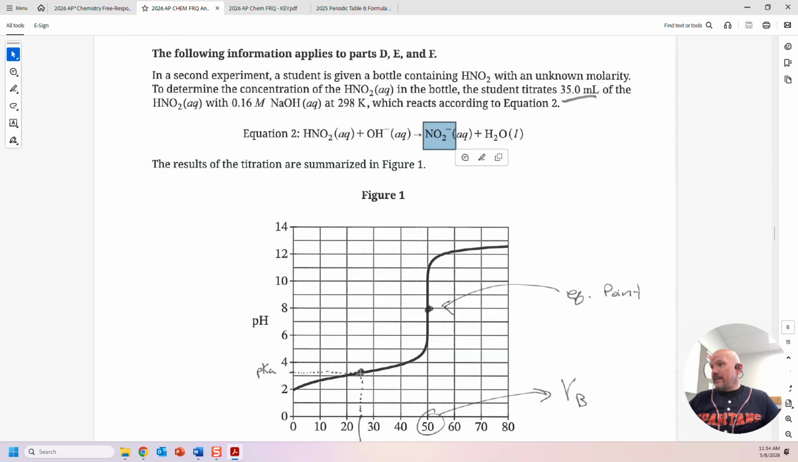And what you need to know is anything before that point, so anything along here, you have more of the acid than you do its conjugate base. And then anything beyond this, you have more of the conjugate base than you do of the acid.